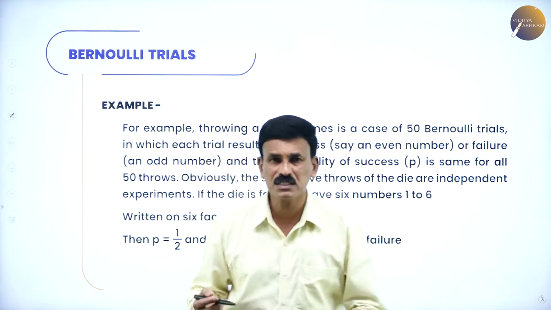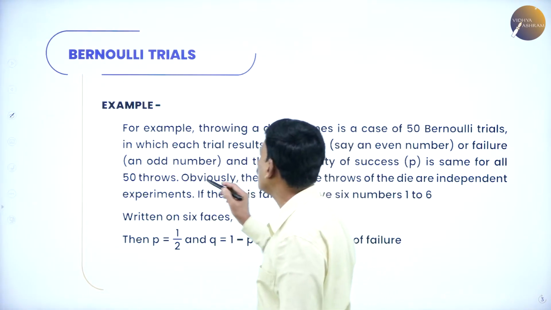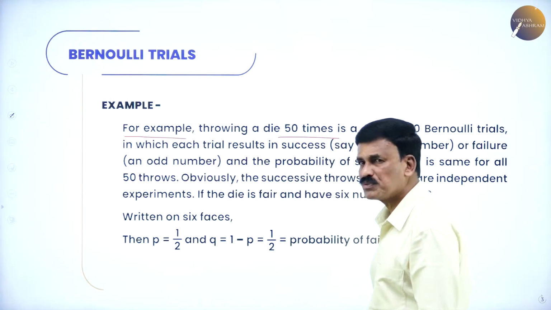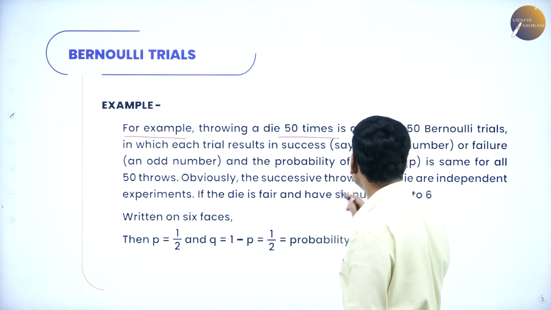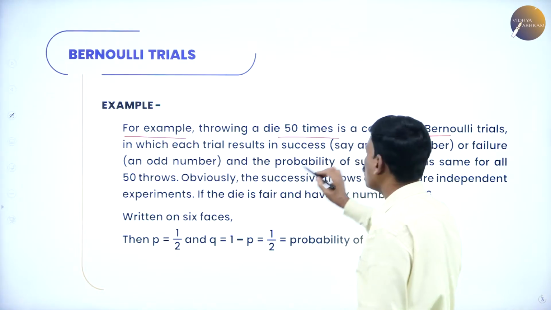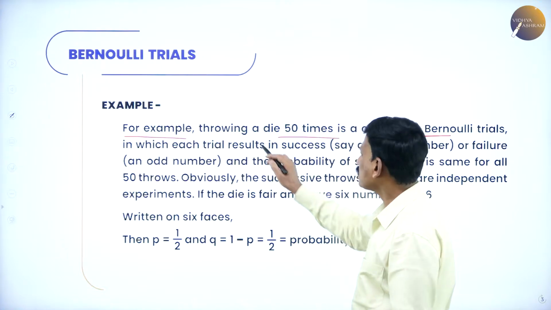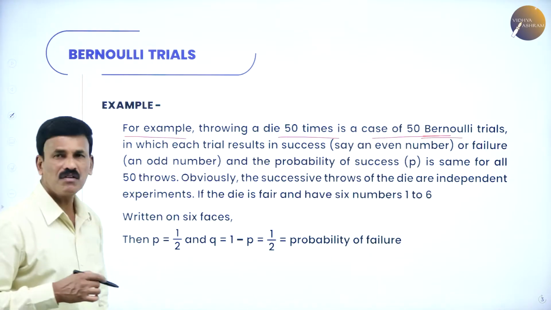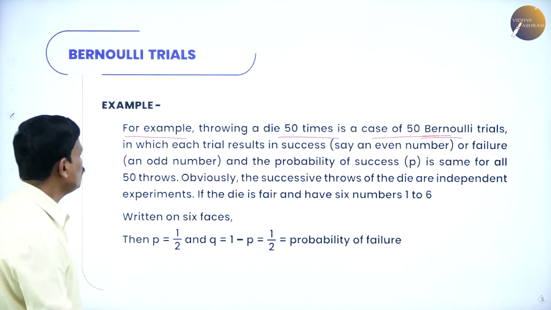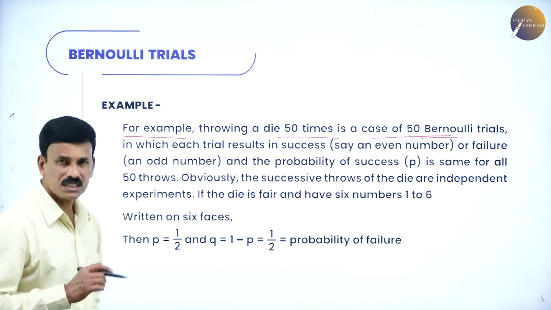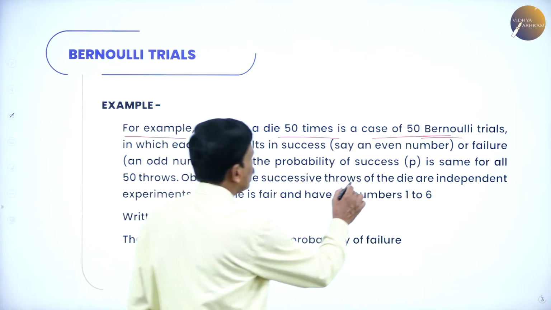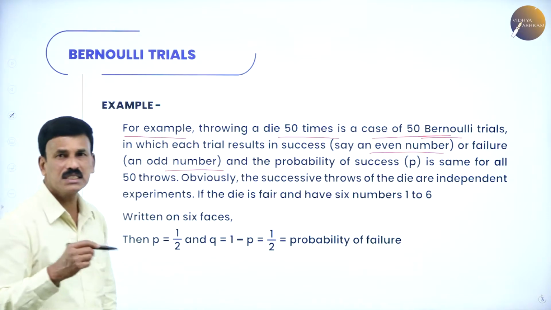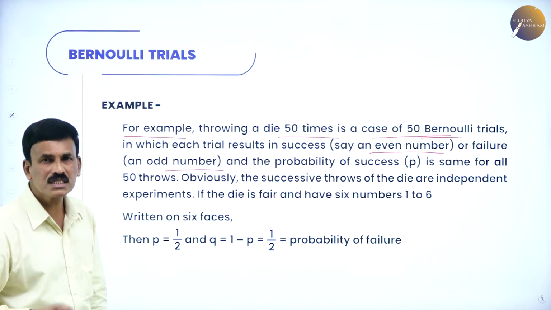Now, let me explain this concept with a small example. Let us consider, for example, throwing a die 50 times. Throwing a die 50 times is a case of 50 Bernoulli's trials, in which each trial results in a success, say an even number, or a failure, say an odd number. So, the success is an even number and the failure is an odd number.